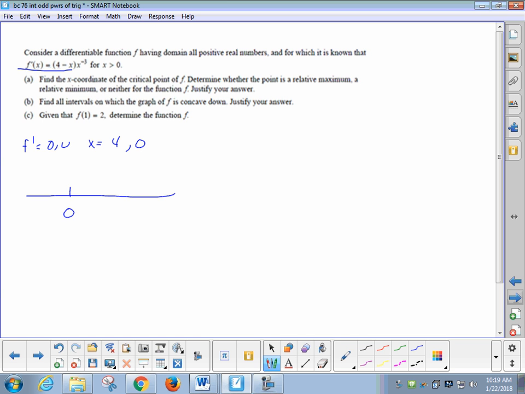First of all, read the problem carefully. It says x is greater than 0. So is this ever an issue? No. Please read the problem carefully. Because if you go to negative infinity now, you just lost the point, guaranteed. Okay? It's only for positives. Leave it there. All right.